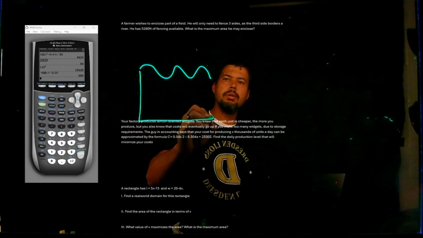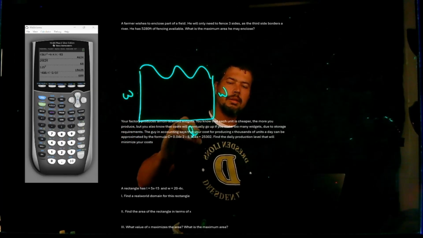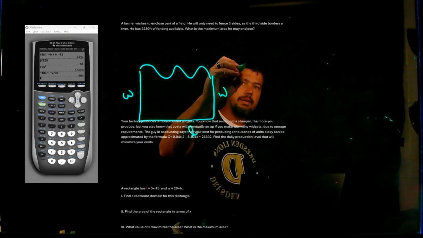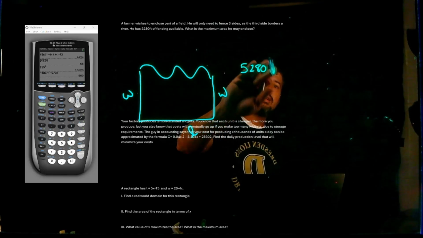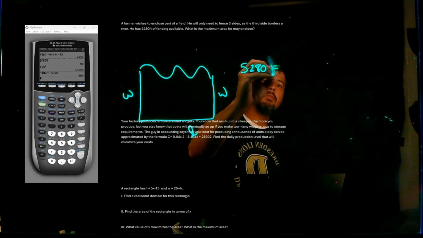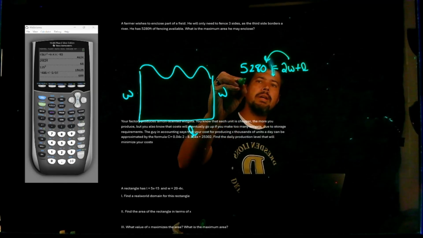In this example, though, your rectangle has two widths and a length. And we have 5,280 feet. He has a mile of fencing available. And that would be equal to the sum of both widths plus the length. Now on this one, I would go ahead and solve that for 2W.